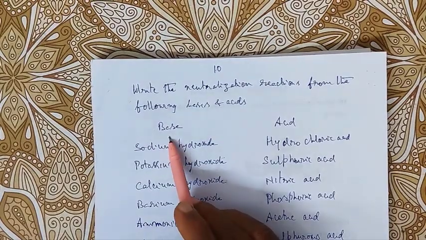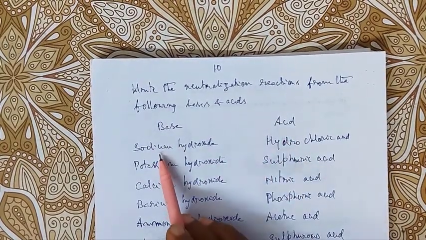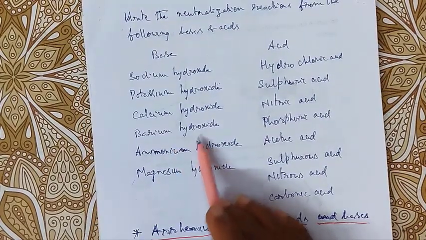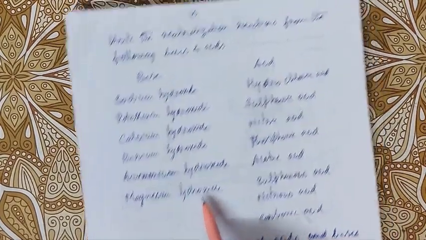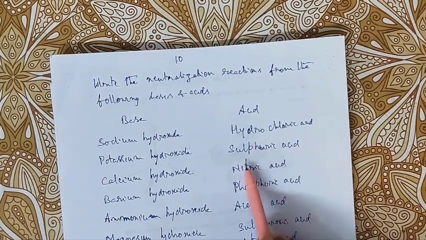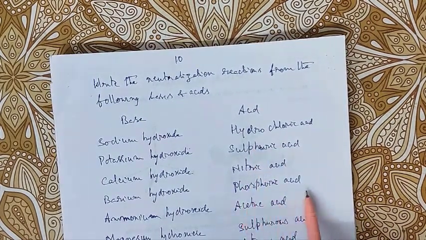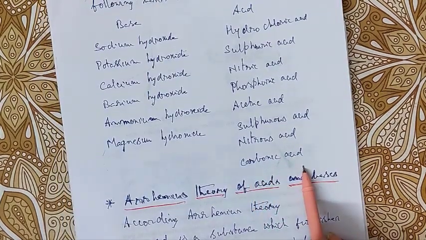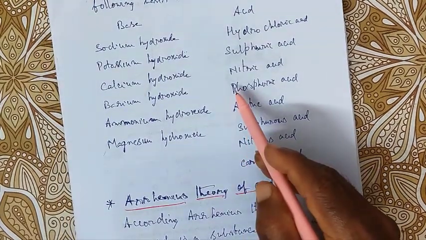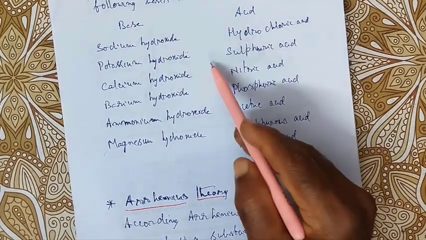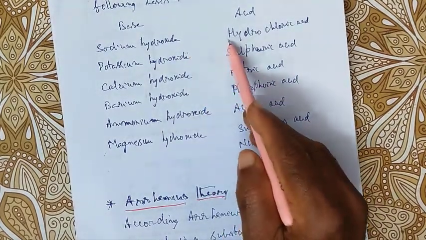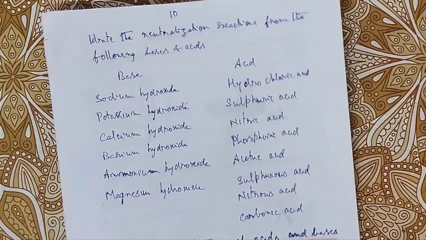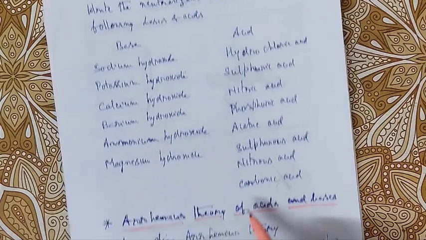So here different bases and acids are given. Bases: sodium hydroxide, potassium hydroxide, calcium hydroxide, barium hydroxide, ammonium hydroxide, magnesium hydroxide. Similarly, acids are hydrochloric acid, sulfuric acid, nitric acid, phosphoric acid, acetic acid, sulfurous acid, nitrous acid and carbonic acid. So you can make an exercise: write the reactions between every acid and every base, so that you will get many neutralization reactions, which is a practice for you.